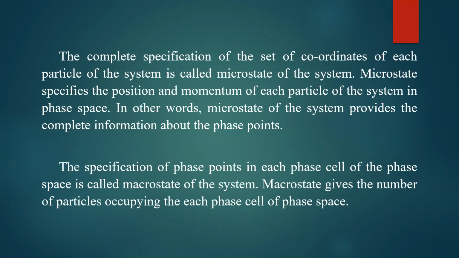In other words, the microstate of the system provides the complete information about the phase point. A phase point is defined for a particular particle. If a particle's momentum and position are all specified, that is called the phase point.